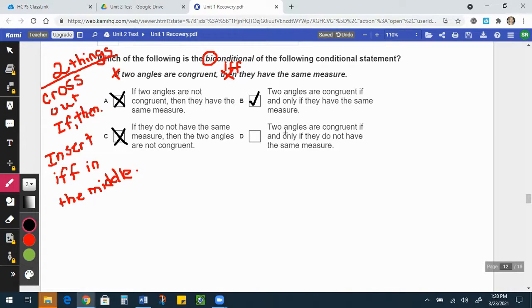Finally, D. Two angles are congruent. That looks good. If and only if, that looks good in the middle. They do not have the same measure. Oh my goodness, y'all, they were so sneaky. They negated the second part, and they weren't supposed to change the statements. So that is not correct. It's also not D. The only correct answer for biconditional is B. Two angles are congruent if and only if they have the same measure.